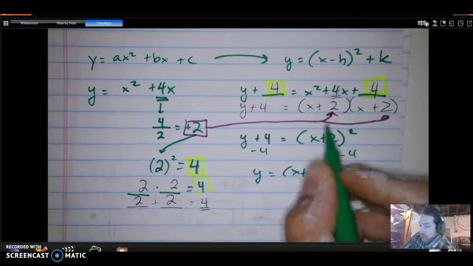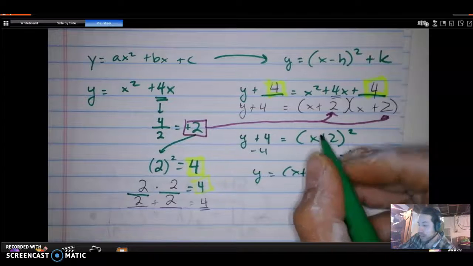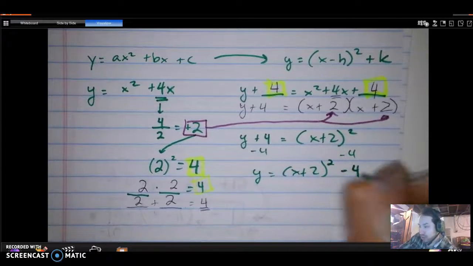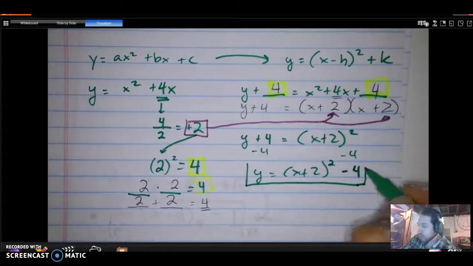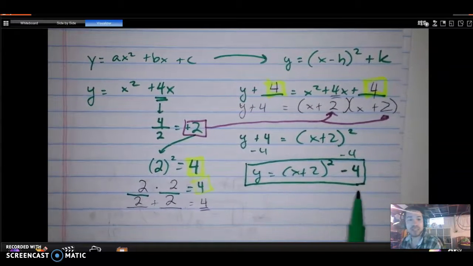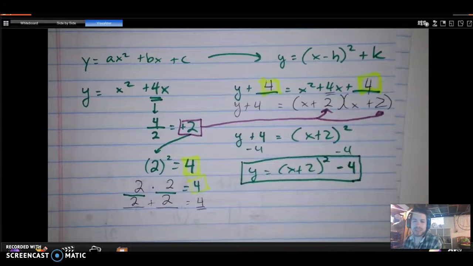Now since these values are all encapsulated inside of this exponential operation, we're just going to put this minus 4 right on the outside. And this gives us our equivalent expression. y equals (x plus 2) squared minus 4. I know it's plus k up here, but remember, it's really like plus a negative number. So we have all of those values.